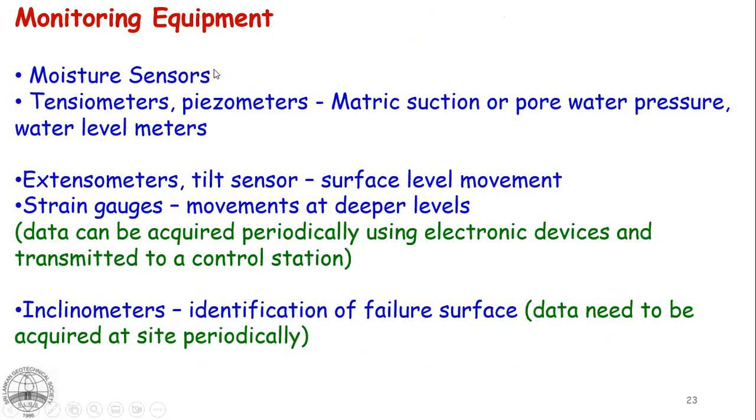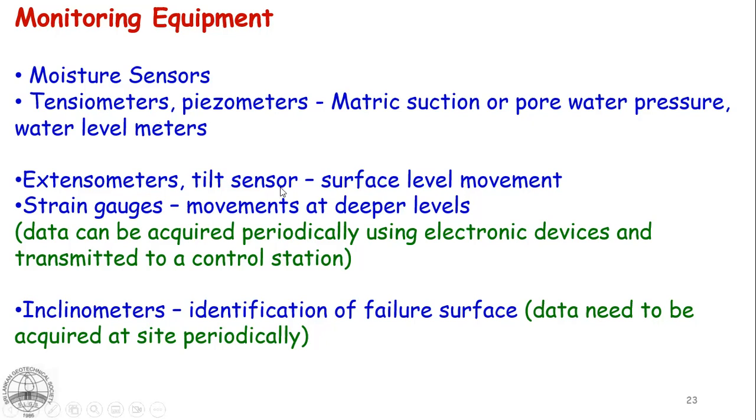The moisture sensors monitor the change of moisture content with time. So they are electronic devices, so the data can be acquired by a data logger and transmitted to a control central office. Similarly, tensiometers monitor the loss of matrix suction, and piezometers monitor the change of pore water pressure, positive pore pressure. Tensiometers monitor the change from negative values to 0, and piezometers monitor the positive pore pressures.